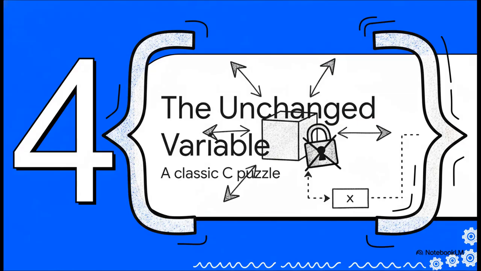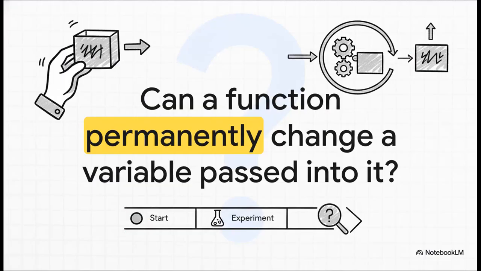And now for the main event. This is the classic C puzzle that trips up just about every single new programmer. We're going to write a function, and we're going to see if it can reach out and change a variable that lives outside of it. So here's the big question I want you to think about. If you hand a variable over to a function, can that function permanently alter the original? Let's run a little experiment and find out.